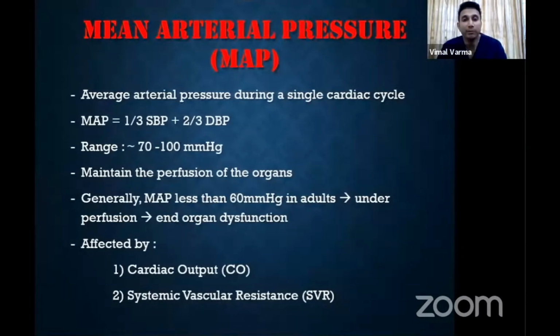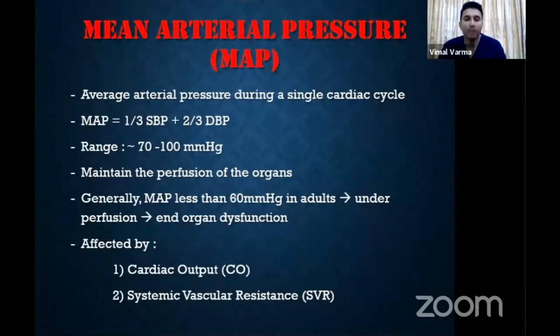Simply said, by a formula I think most of us have learned in undergrad, MAP is equal to 1/3 of the systolic blood pressure plus 2/3 of the diastolic blood pressure. The range is usually around 70 to 100 millimeters of mercury in adults. The aim is to maintain perfusion of the organs by maintaining adequate circulation to the tissues. Generally, MAP less than 60 millimeters of mercury in adults will cause underperfusion and lead to organ dysfunction.